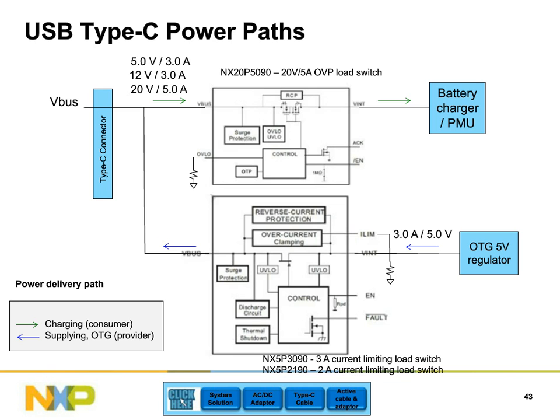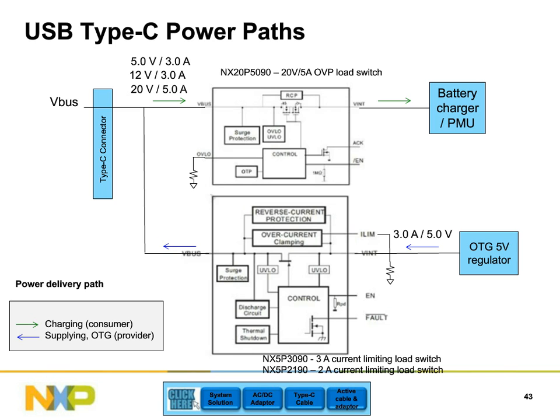So imagine an OTG type of functionality where you need to actually put out 5 volts, up to 3 amps. Then you need a 5 volt switching load switch, which is still overvoltage tolerant up to more than 20 volts, because that's what the VBus can go up to. So several load switch options as well to meet different system requirements.